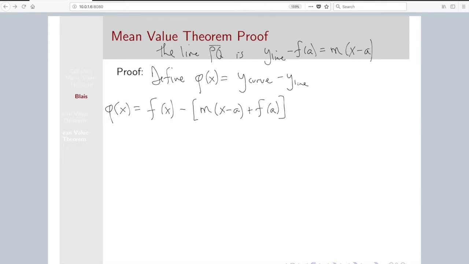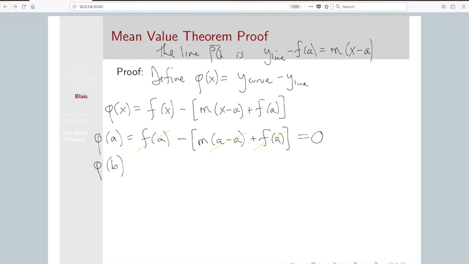Now, let's note something about this. And remember, we mentioned we were going to use Rolle's theorem. So let's check this at the endpoints. Phi of A equals f of A minus quantity m times a minus a plus f of a. And notice that everything here zeroes out. The f of a and the minus f of a cancel, and a minus a is 0, so this is 0.